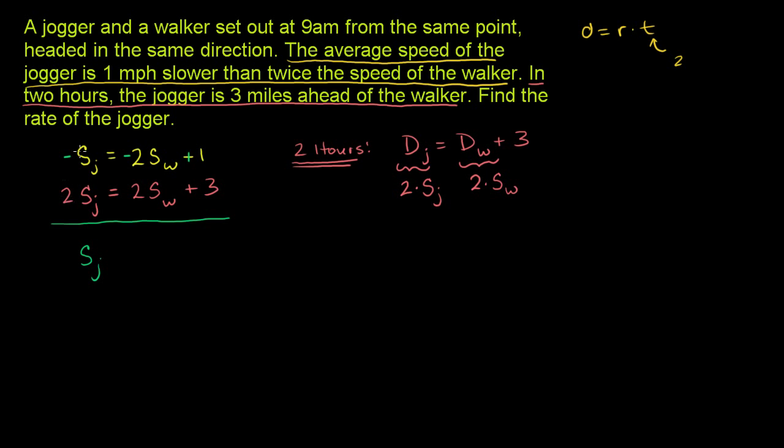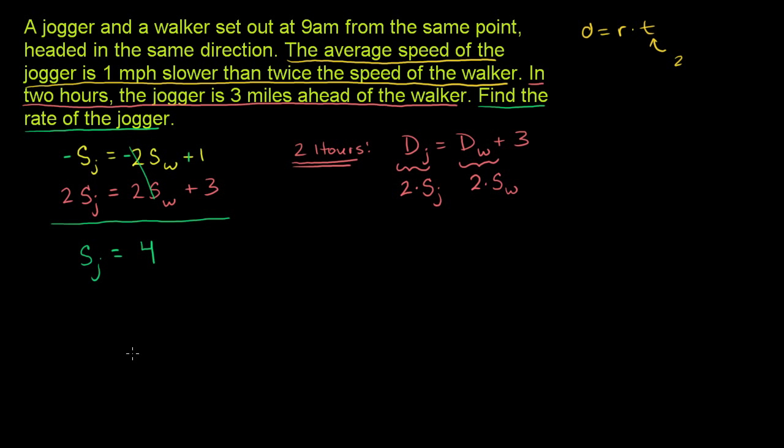Right? 2 of something minus 1 of something is just 1 of that thing. That is equal to, these two guys cancel out, that was the whole point behind multiplying the top equation by -1, and then you have 1 plus 3. So the speed of the jogger is 4. And we're done. That's all they want us to find: the rate of the jogger. And we just figured it out.